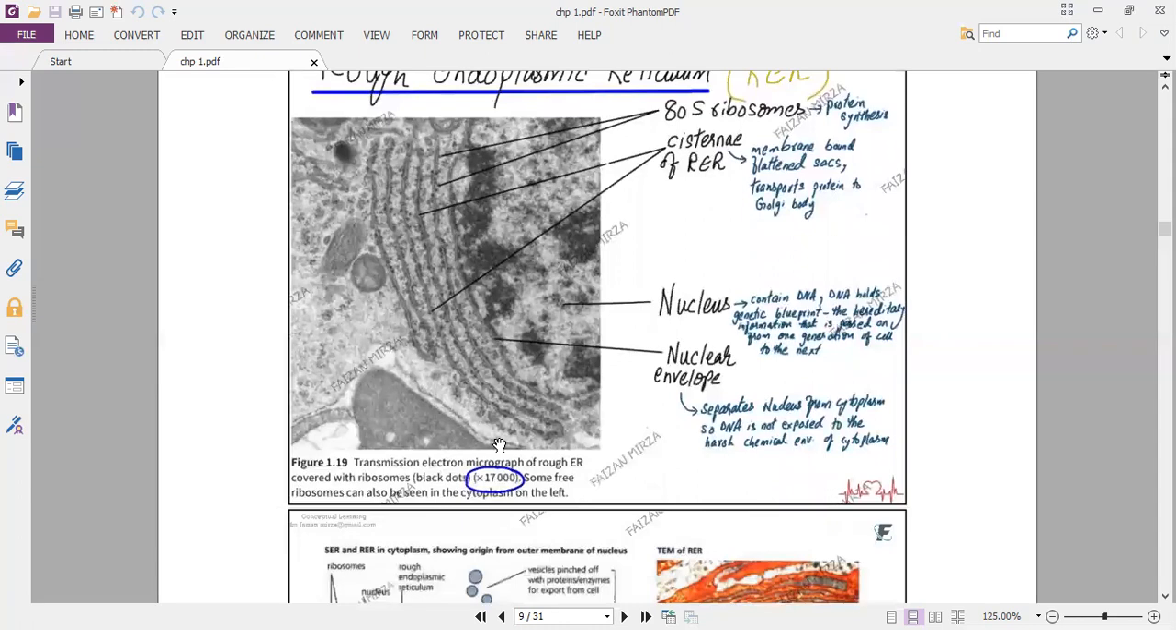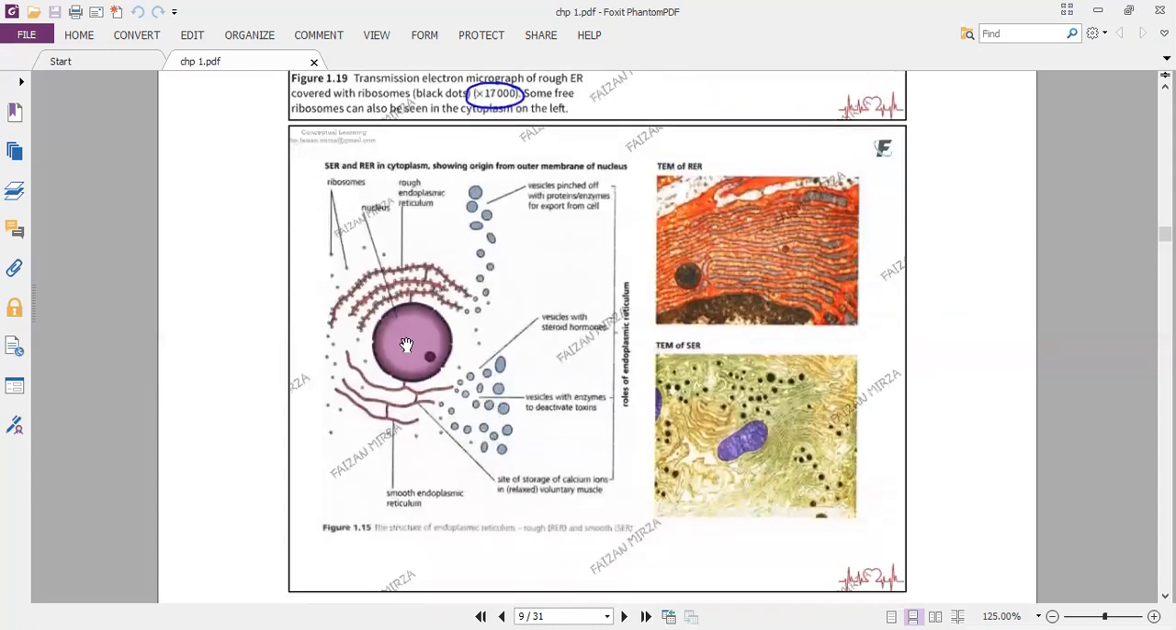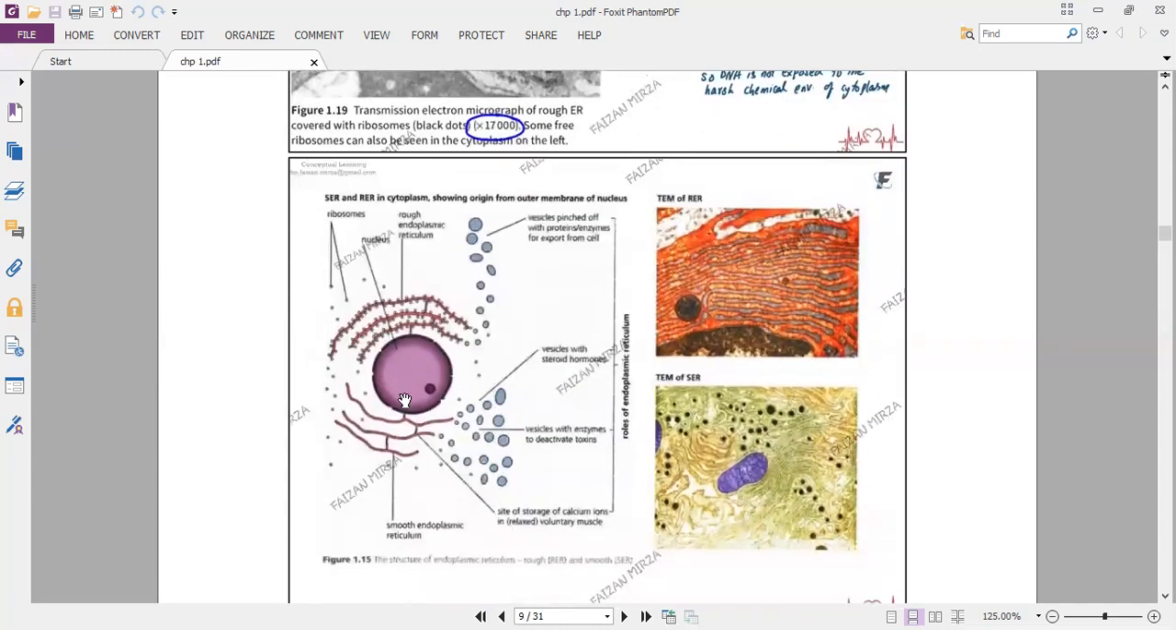So moving on, this is how your rough ER and smooth ER are present in close proximity to the nucleus. You can see this structure here. Plus you can also see that there are vesicles of various sizes which are originating from the rough ER, and they are pinching off, they are going ahead in the cytoplasm to some distant sites. And there are similar vesicles of various sizes originating from the smooth ER, and also they are moving out of the smooth ER and going elsewhere. These are the false color TEM of rough ER and smooth ER, as you can see here.